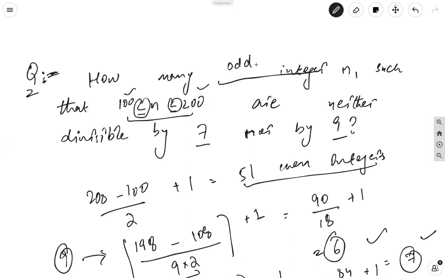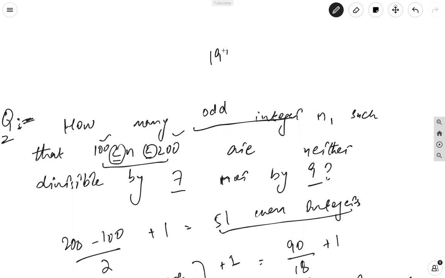One quick question here. How many odd integers are there between 100 and 200? Is it 50 or 51? It's 50. 199 minus 101, divided by 2, plus 1. 98 over 2 plus 1, that is 49 plus 1. This is 50.